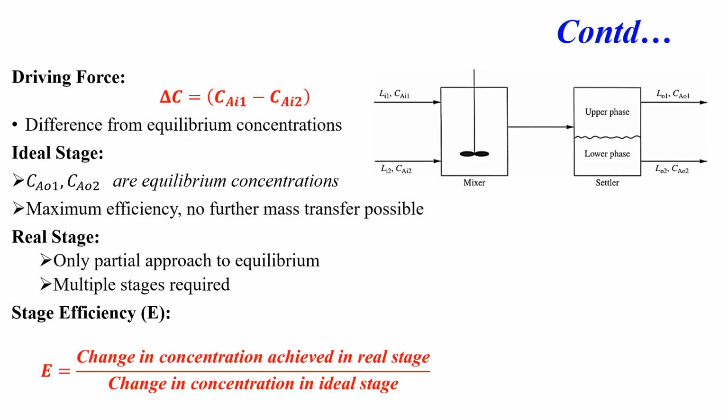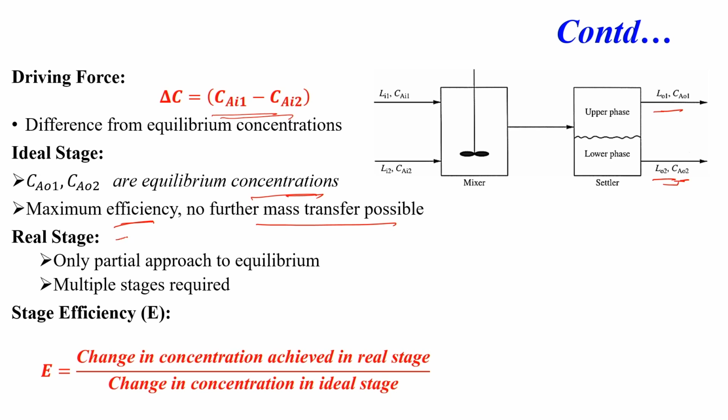What is the driving force here? The driving force is the concentration difference, delta C, because the concentration of A in one phase will be higher as compared to the other phase. That is why it will transfer from the higher concentration to the lower concentration. So, ideal stage, what does it mean? Ideal stage says that at the outlet CaO1 and CaO2 are equilibrium concentrations, and once they are at equilibrium they have achieved the maximum efficiency and no further mass transfer is possible.